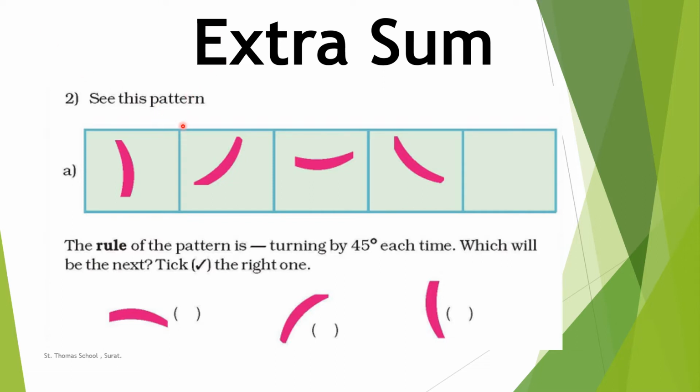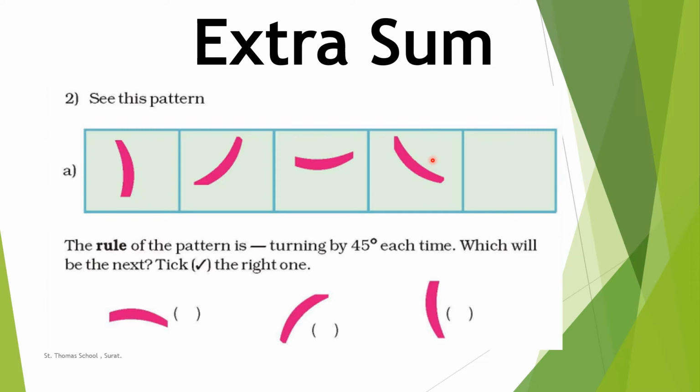Now the next picture you can see it has taken the turn that is up to 45 degree, right? And the next picture once again 45 degree, that is you can see a sleeping position. Clear? Then once again it's making a turn that is 45 degree, so it would look like this. Now find out which would be the appropriate picture for the next 45 degree turn. So you have to tick the right one.